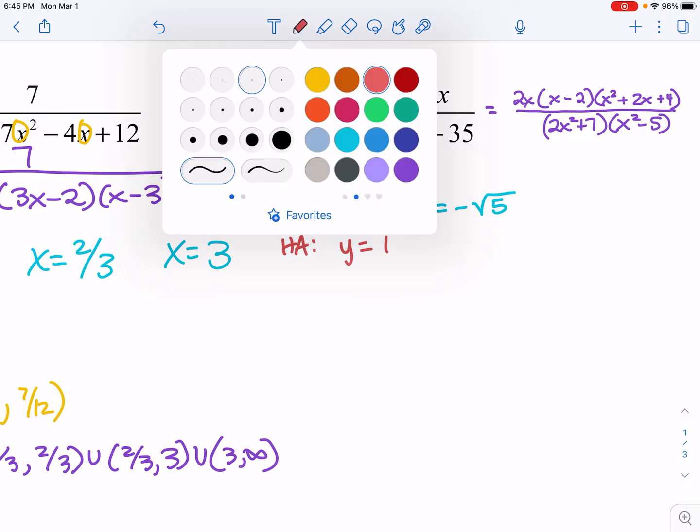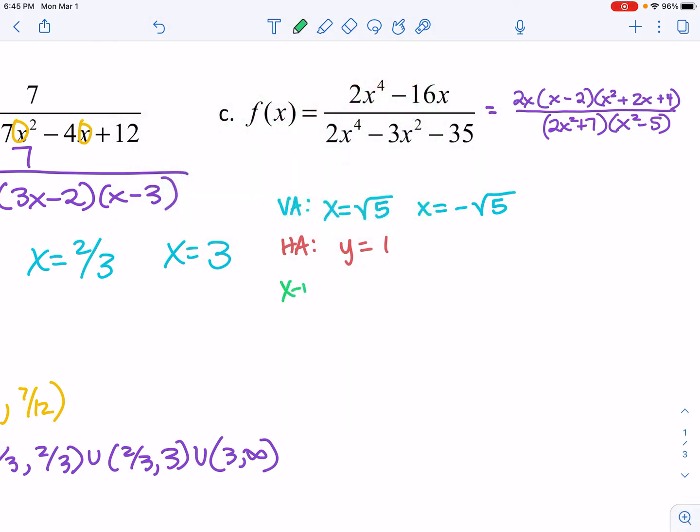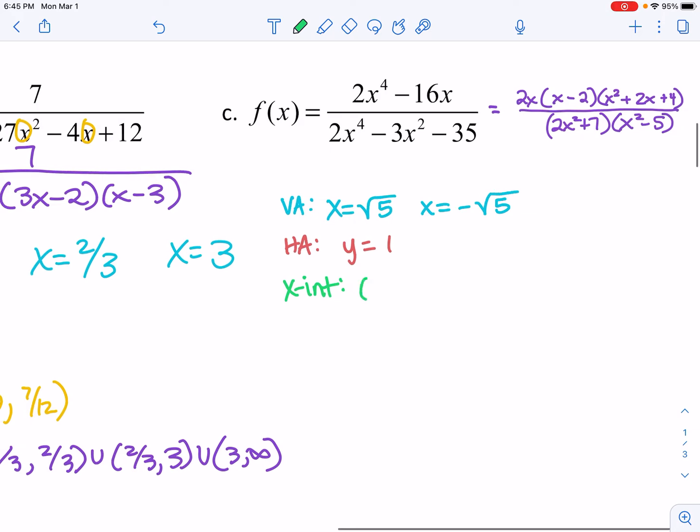Then we go to our x and y intercepts. X-intercepts, remember we are setting our numerator equal to 0. So technically I have three factors that I can set equal to 0. 2x, when that equals 0, x is 0. So that's going to give me an x-intercept of (0, 0). X minus 2 equals 0 would give me an x-intercept of (2, 0).